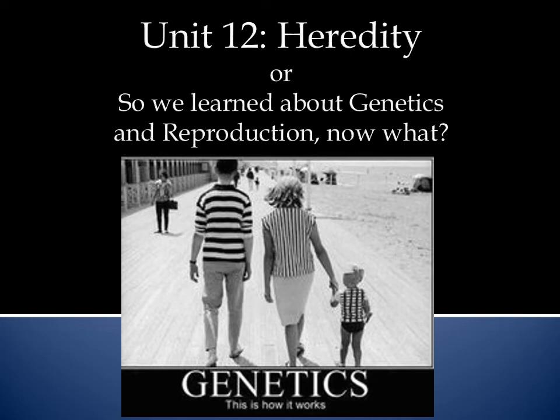This isn't really how it works, obviously, but it's not a terrible illustration of the general idea. Some of dad's info, some of mom's info, and you get a new combination that's the baby. This is Unit 12, Heredity, and we're going to see the application of what we've learned in the last 2 units.